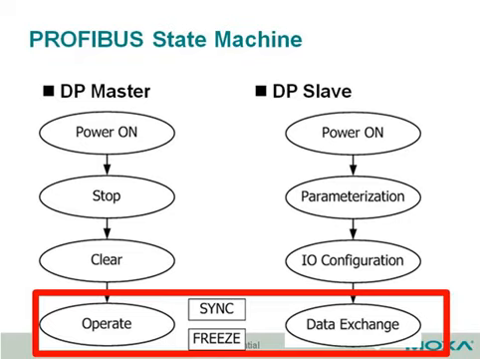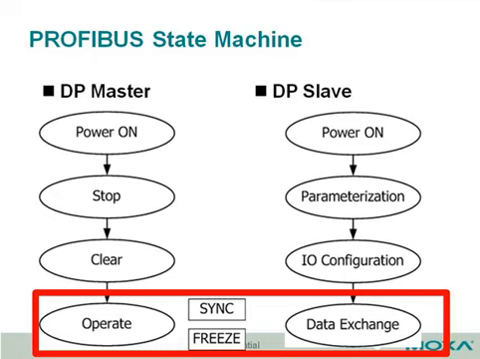We already know there are two categories of DP masters. But what about the relationship between a master and a slave? How do they work together to acquire the data from I/O, or we say sensor actuator level devices? In this flowchart, on the right hand side, we can see that after we power on a DP slave, it will go to the parameterization state. In this state, the DP master will connect to this slave and set the parameters that will be used for communication later. When it's done, the slave will move on to the I/O configuration state.